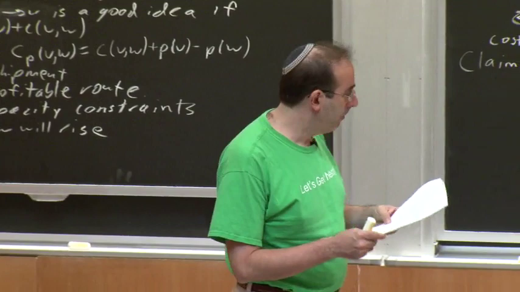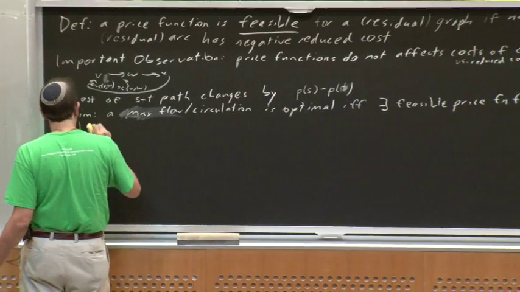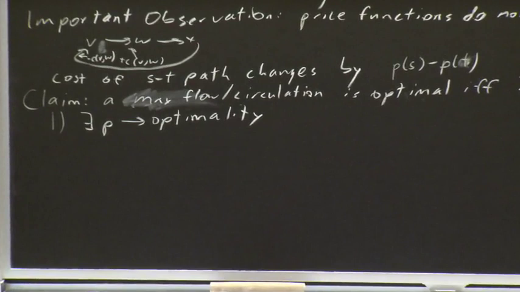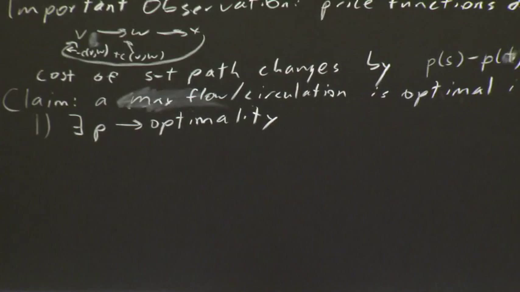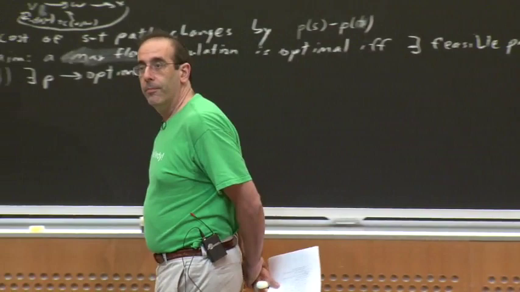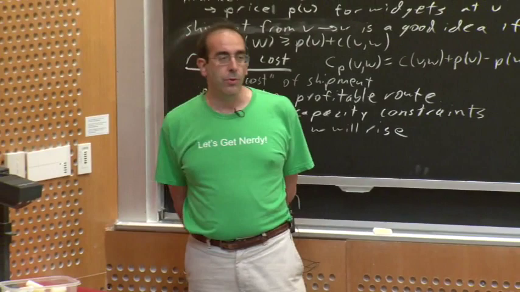Okay. So how do we prove this? Well, we have two things to do. First, let's prove that the existence of P implies optimality. If there is a feasible price function, then the residual graph is the residual graph from an optimal min cost flow or min cost circulation. How do we prove that? Well, let's think back. What tools do we have to prove that we have an optimal min cost flow or min cost circulation?